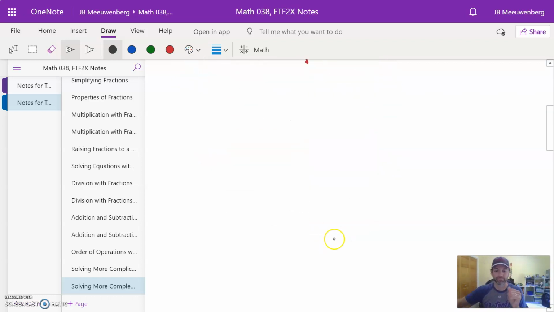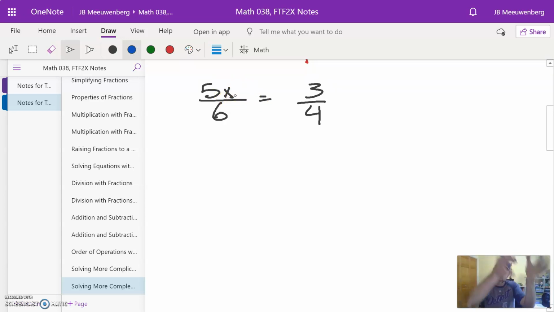Let's try another one. The next one is 5x over 6 is equal to 3/4. Now this kind of looks familiar, I hope. The thing I did a little bit differently was instead of putting the variable off to the side of the equation, it's now up in the numerator. But do you remember that 5x over 6 is the same as 5/6 x? Do you remember that those really mean the same thing? The variable can be off to the side or up top. Do you remember why? Do you remember how I proved it in a previous video?